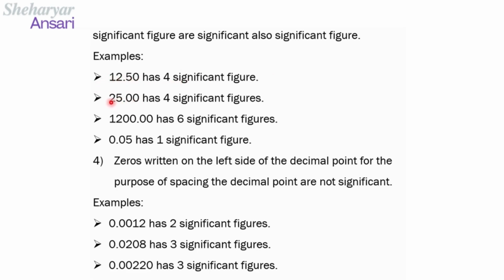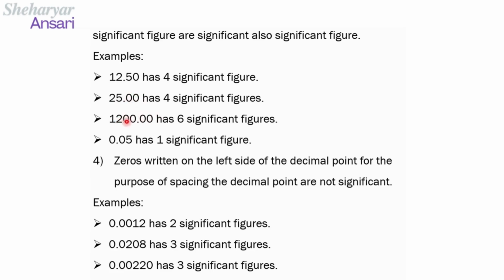Next example, 25.00. Both 0s come after the decimal. Now we check whether both 0s also come after a significant figure. So yes, both 0s come after the decimal as well as after significant figures. So these 0s will also count as significant figures.